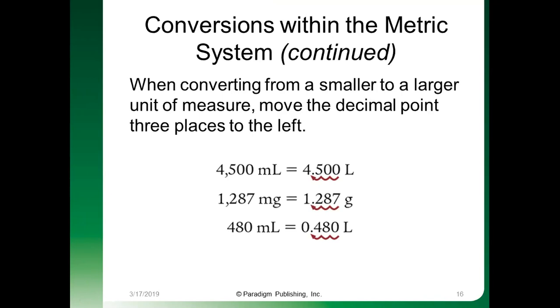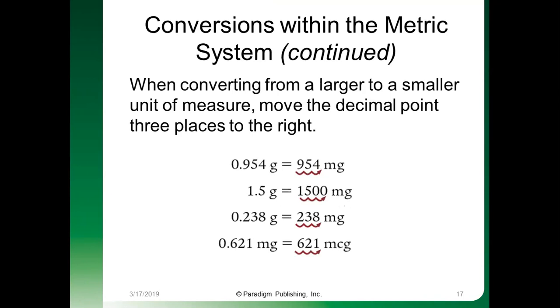So the same thing from milligrams to grams. A smaller unit to a larger, we're moving it 3 spaces to the left. So 7, 8, 2, and that's where our decimal would go. So our answer is 1.287 grams. 480 milliliters. Move it 3 spaces, so 0, 8, 4. That's where our decimal goes. 0.480 liters. And again, we have to add that leading 0, okay? Let's not forget that.